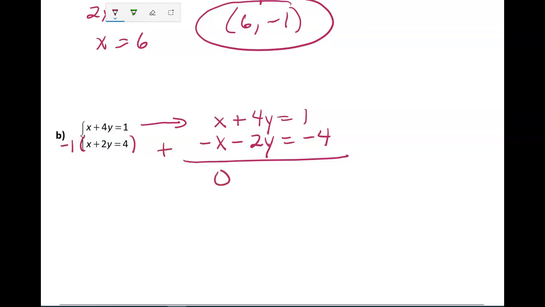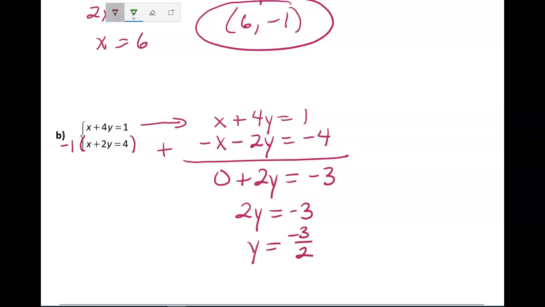x plus -x is 0. 4 plus -2y is positive 2y. And 1 minus 4 is -3. So we have 2y equals -3, and y is equal to -3/2. We can substitute into either one of the two original equations. I'm just going to pick that second one because the numbers are smaller, or the coefficient rather is smaller.